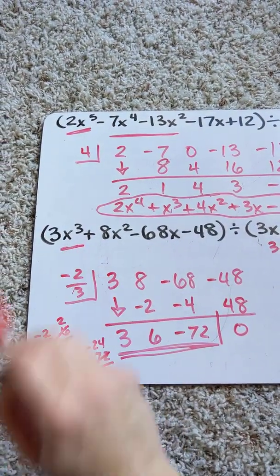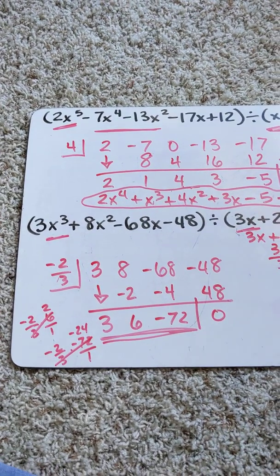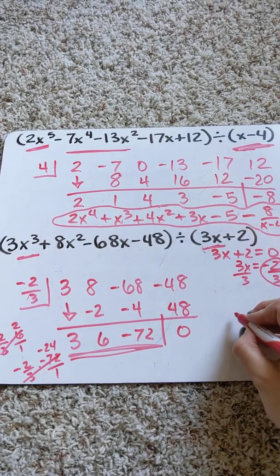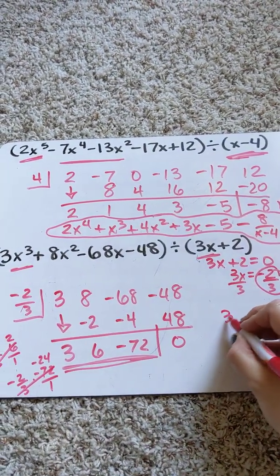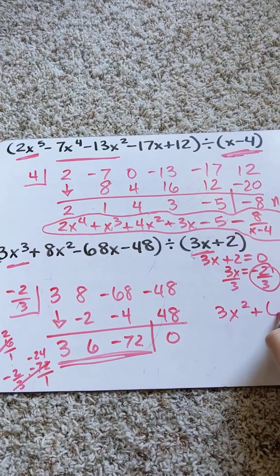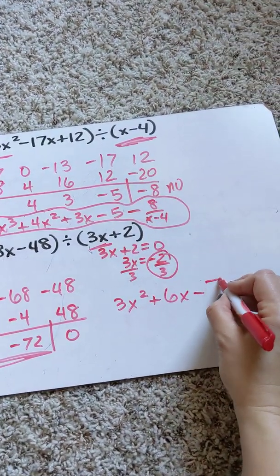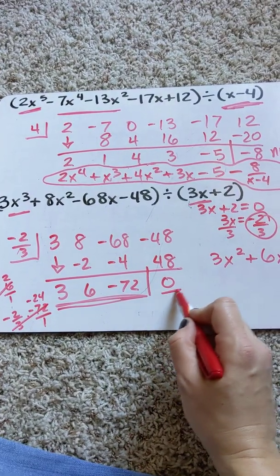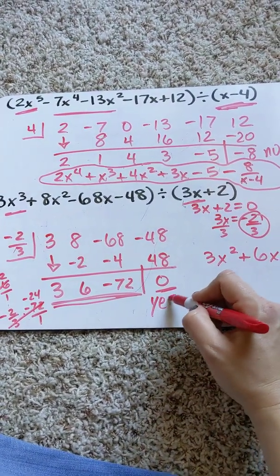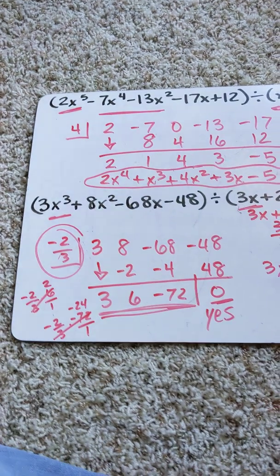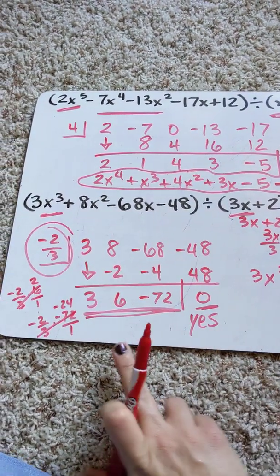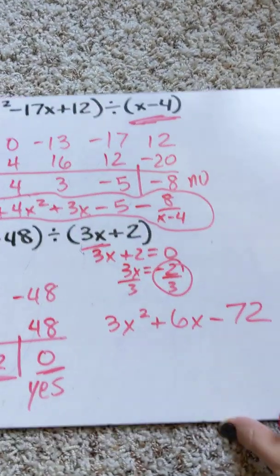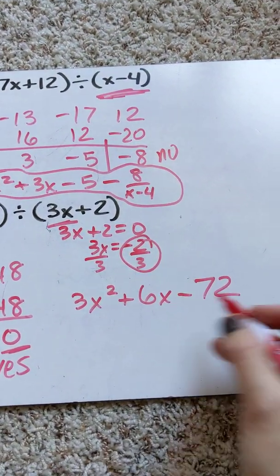Okay, again, because we started with x cubed and divided by an x, we're 1 degree smaller. So this is 3x squared plus 6x minus 72. That's what came from this. So based off of the fact that there's no remainder, you would say that yes, this is a factor. But because it works on all those problems, you'll see in the directions, I want you to go on and find the other factors. So finish factoring this.